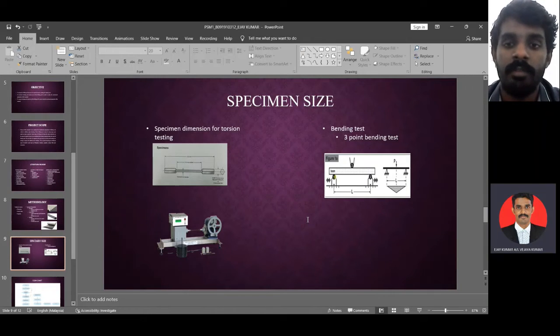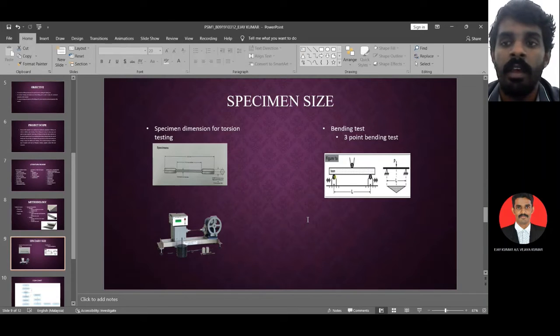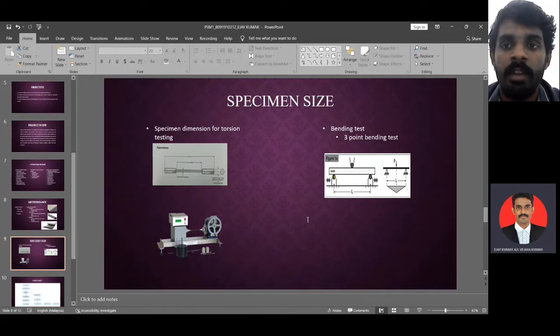graphite, carbon fiber, and fiberglass are some of the materials which are brittle. And as for the specimens, I have calculated there are 6 specimens, 2 specimens for each material, and from the 2 specimens, 1 is for the torsion test and 1 specimen is for the bending test.